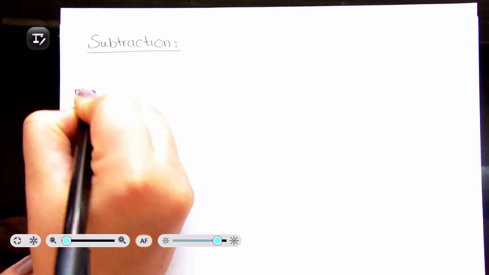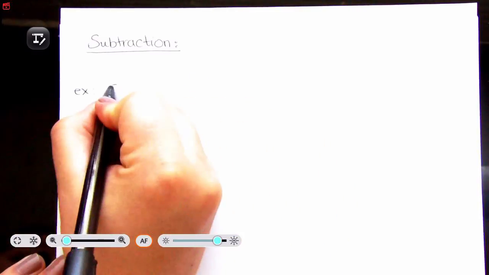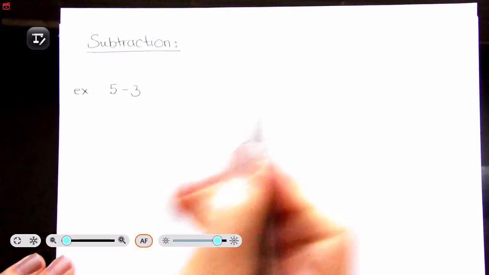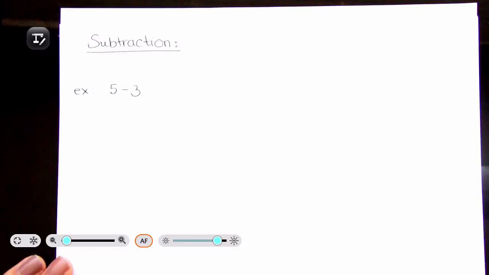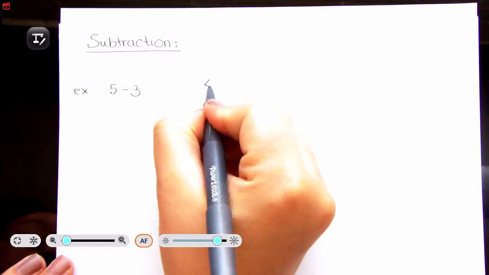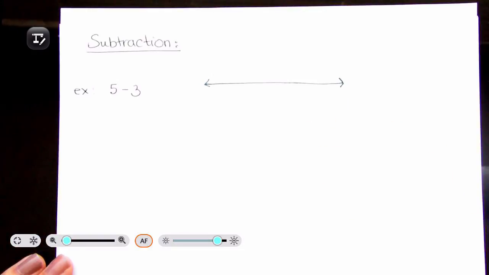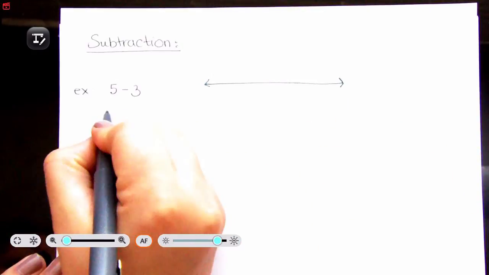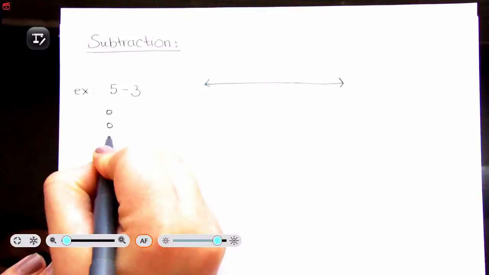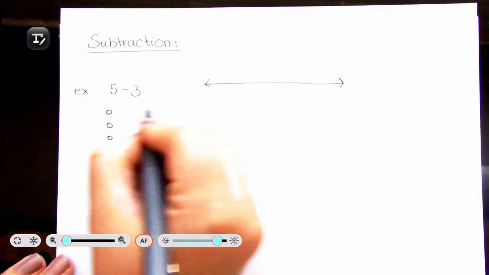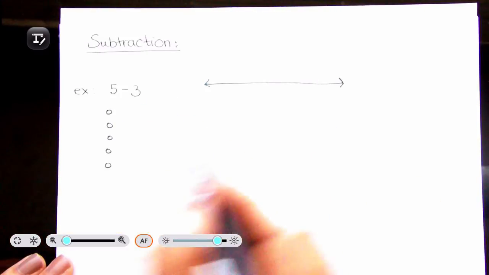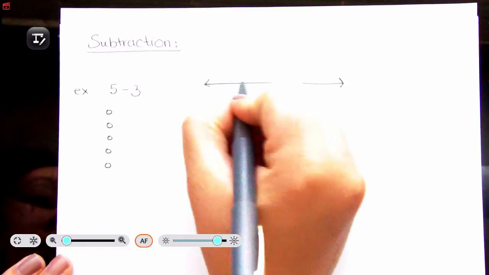Example 1. We had 5 plus 3, so let's do 5 minus 3. Again, you may choose to use a number line. Number line will come in handy whenever we are working with integers, so with negative numbers. Counters will also help. So let's do one at a time. I kind of got ahead of myself. So let's do 5 minus 3.